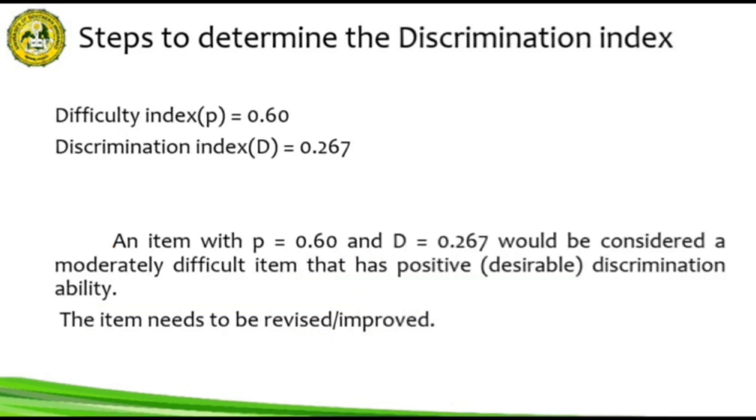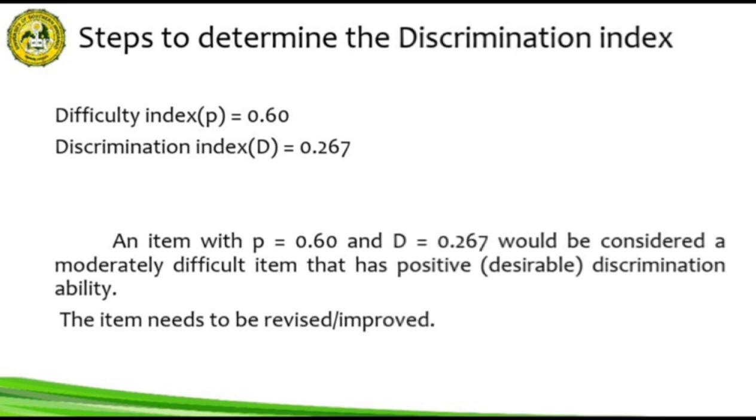The last step is to consider the difficulty index and the discrimination index. The difficulty index is P = 0.60. This is from the example of Julia. Then the discrimination index is 0.267. So an item with P = 0.60 and D = 0.267 would be considered a moderately difficult item that has a positive, desirable discrimination ability. But then, the item needs to be revised or improved. So as we noticed, even though the item is only moderately difficult and has a positive discrimination, it still needs to be revised.